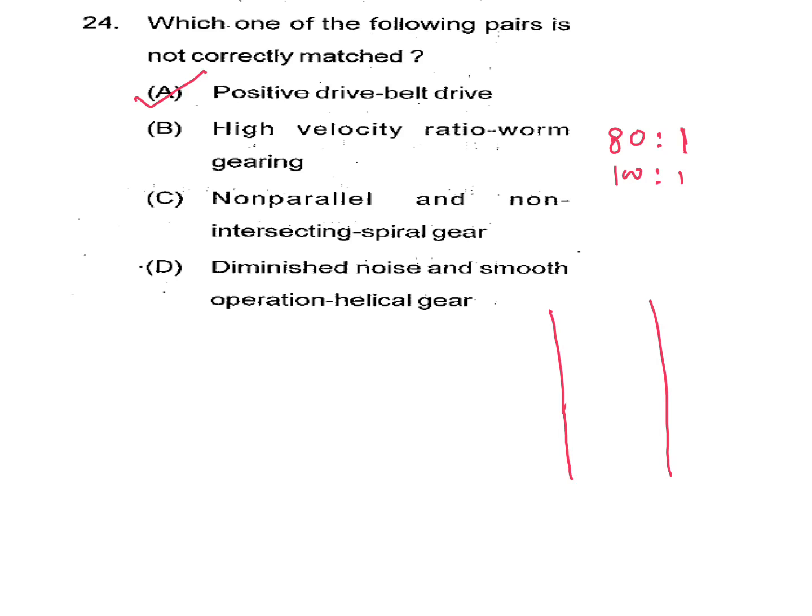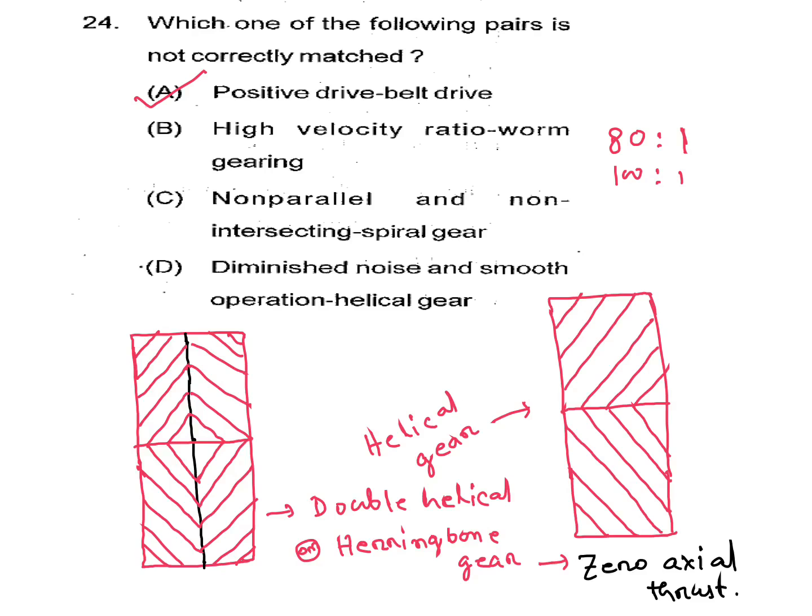Helical gear. Here this is the example of helical gear. One more thing is important here. In helical gear, axial thrust is present. This is the example of single helical gear. So, to reduce that axial thrust, we are using herringbone gear or double helical gears. It's having zero axial thrust. This question was asked so many times: which gear is having a zero axial thrust? Its answer is herringbone gear or double helical gears.